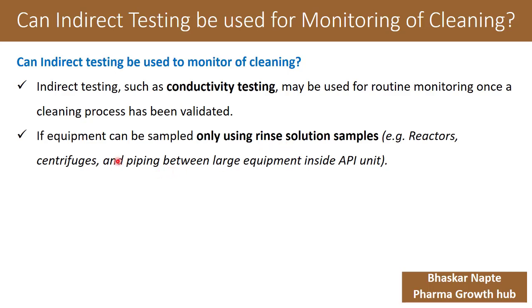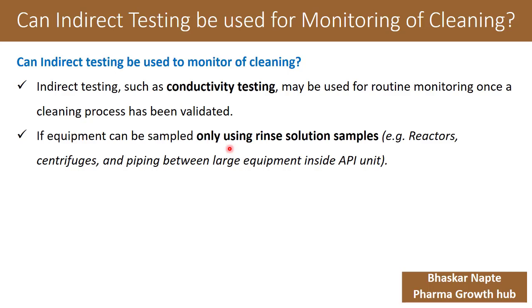Second point, if equipment can be sampled only using rinse solution. So there are two different sampling techniques. One is called the swab sampling and the second one is called the rinse sampling. So in case of swab sampling, you will take the sample out of a very specific location or place from the surface of the equipment.